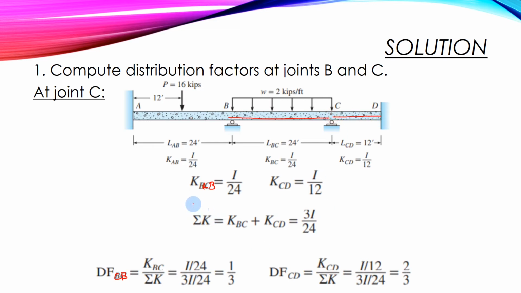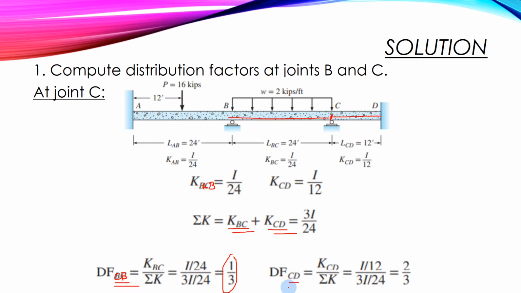Then the summation of K is the stiffness of the members attached at the joint, so BC or CB, then CD. So that is 3I over 24. To get the DFCB, we have I over 24 over the summation of K. So what we get is 1/3 for CB.